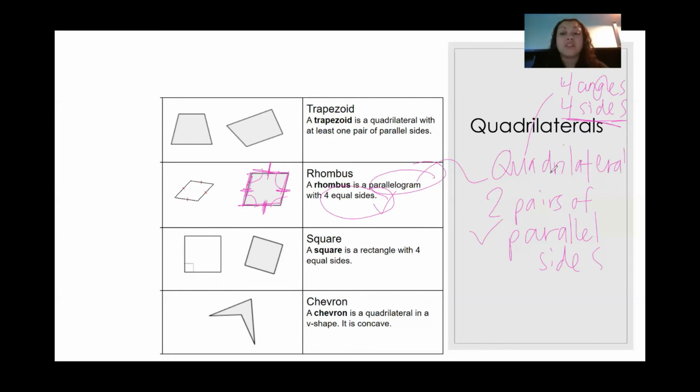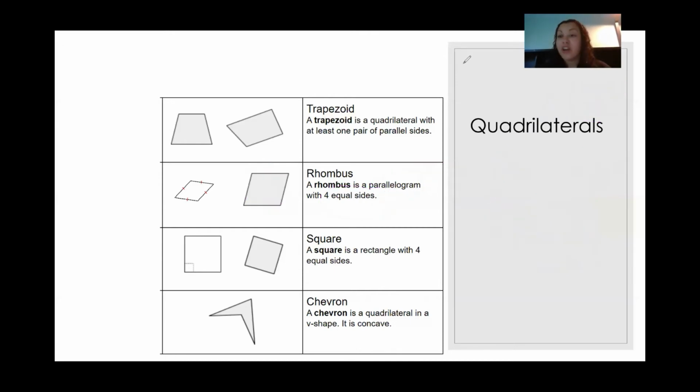So the rhombus is considered both a parallelogram and a quadrilateral. Then we have a square. Most of us know what a square is, but a square actually fits into many categories. So a square is a rectangle with four equal sides.